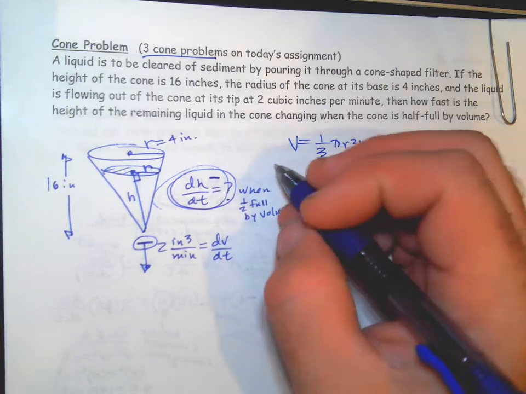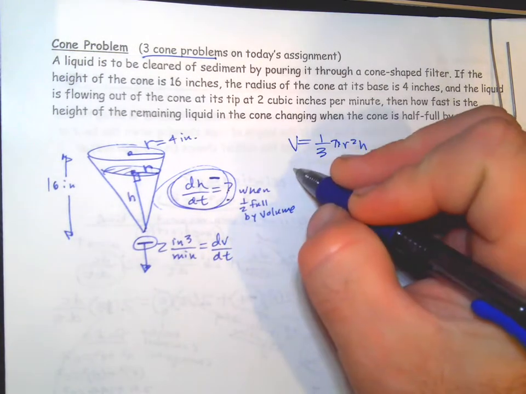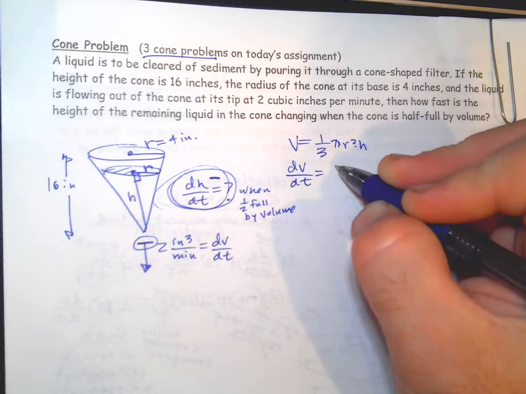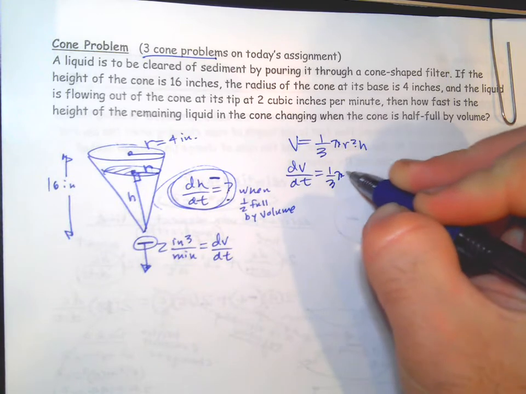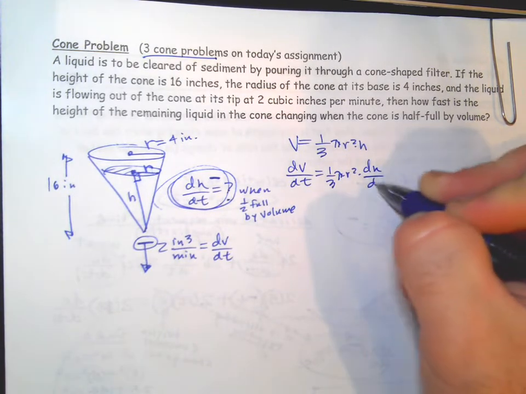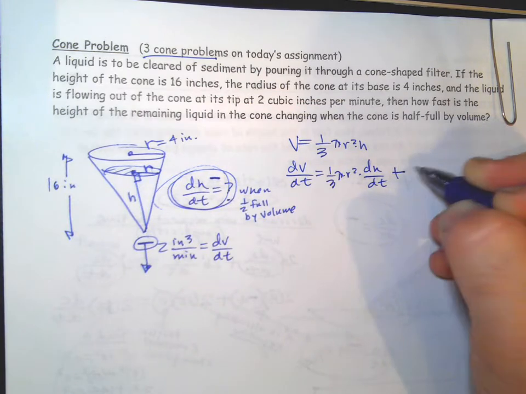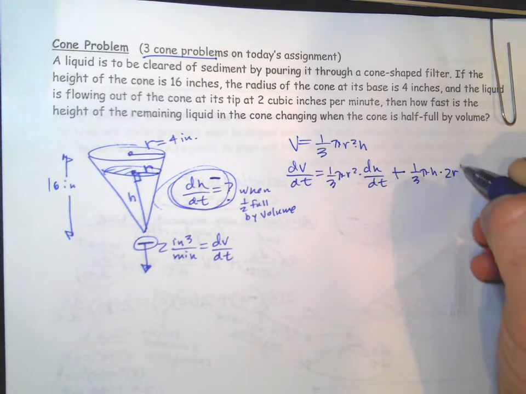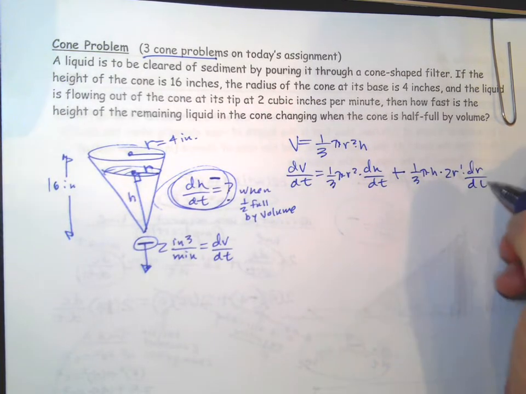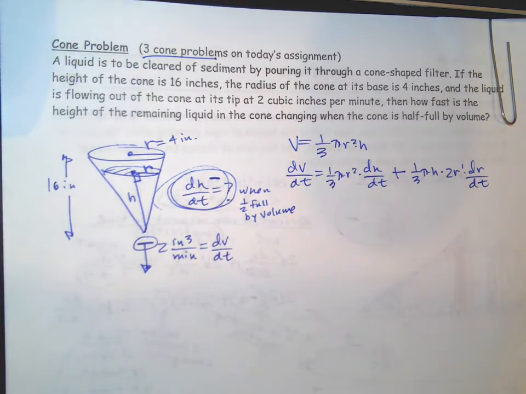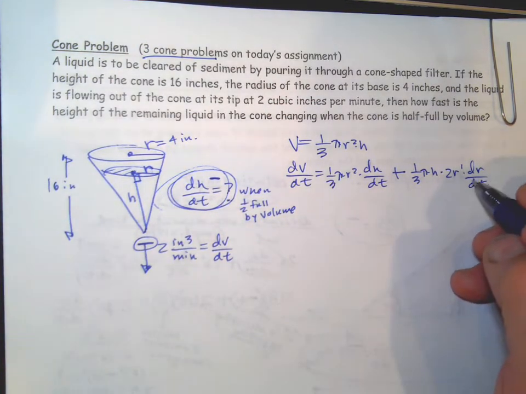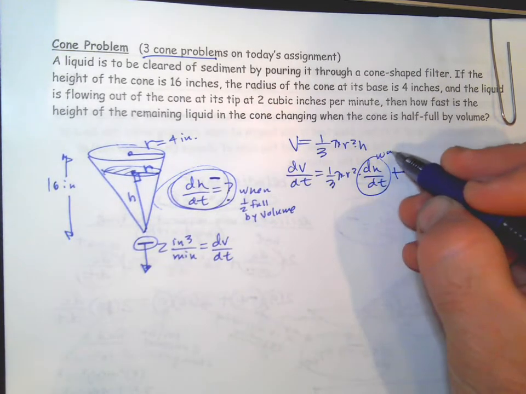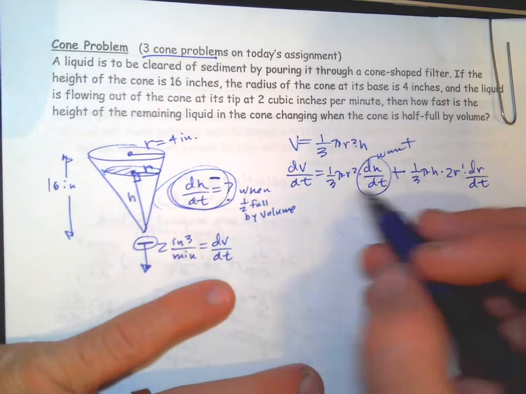So if you were to just jump into it and start taking the derivative right now, you could do it. dV/dt equals, now you're going to have to do a product rule here. So you got to do 1/3 pi r squared dH/dt plus 1/3 pi h times the derivative of r squared, which is 2r to the first, dr/dt. So, I mean, that's nasty. And now you still have the issue of figuring out what r is and what dr/dt is, and h and dH/dt. I mean, this is what we're looking for. So let's not do that, okay?